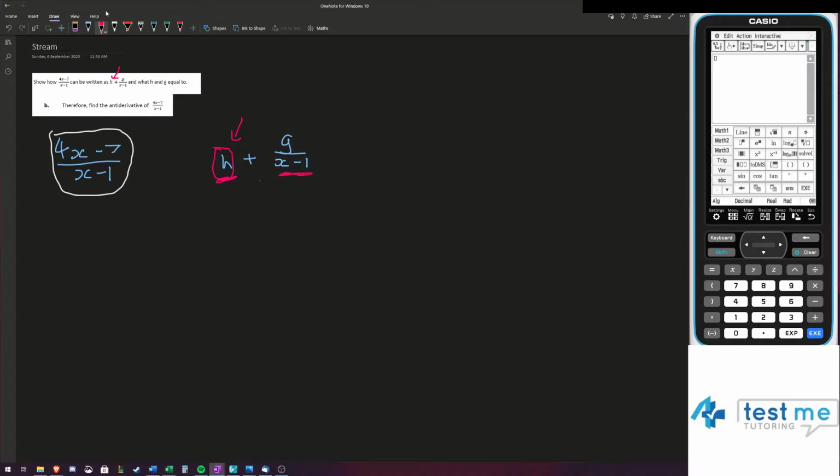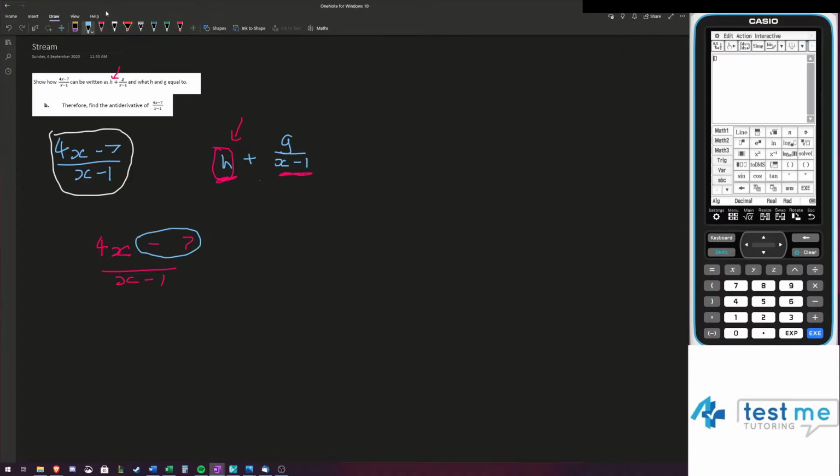So the way I work it is this 4x minus 7 over x minus 1, right? This 4x here is the part of x minus 1 that can't change. So how do we get from x to 4x? Pretty simply, we multiply it by 4, right? So we've got x by 4. What about the negative 1? We'd have to do the same to that as well. Negative 1 by 4 is negative 4. But instead of negative 4 up here, we have a negative 7, okay?